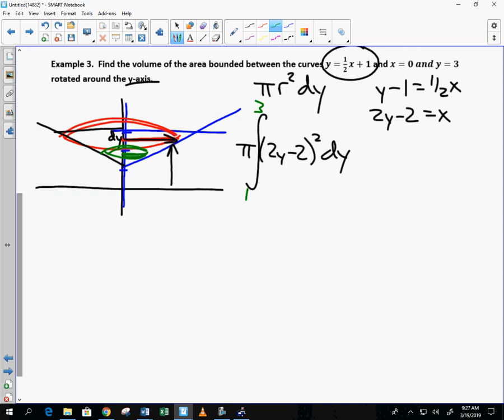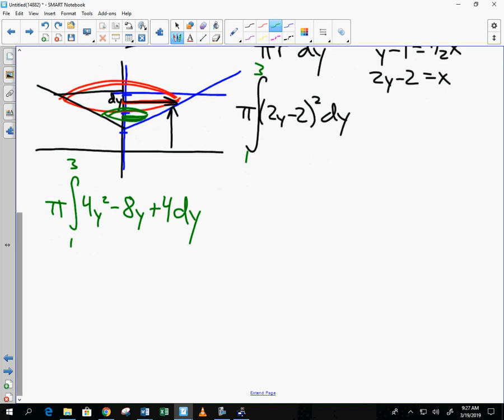All right, let's go. Pi times the integral from 1 to 3. Multiply it out. What do you get? Minus 8y plus 4. Antiderivative, 4y cubed over 3. What's the antiderivative of negative 8y? And then we have plus 4y.